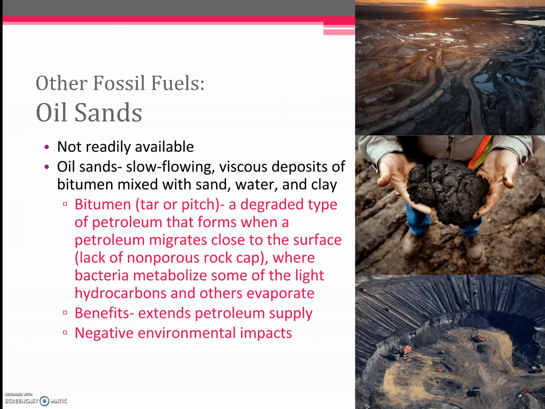And then if we're going to look at things like oil sands and liquefied coal. Okay, oil sands are slow-flowing, viscous deposits of bitumen, which is tar or pitch, a form of degraded petroleum that's mixed with sand, water, and clay. They could extend our petroleum supply, but have serious negative environmental impacts. It takes more energy to mine, it contaminates water, and it requires a lot of processing.